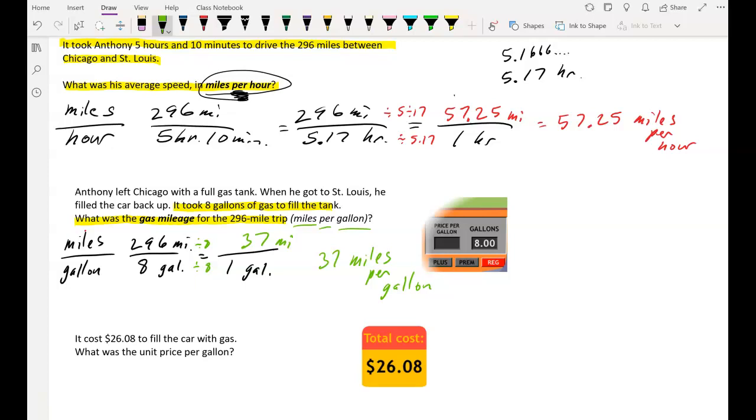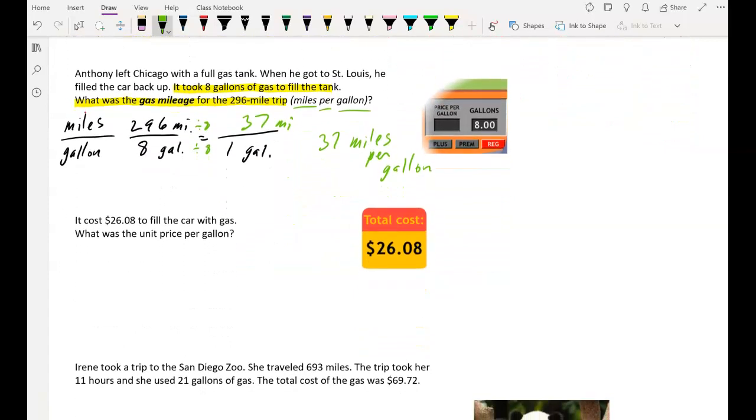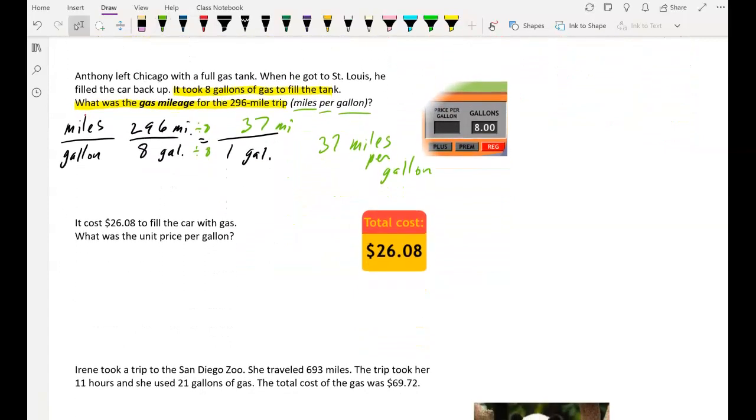MPG. Okay, well, our last one here for this trip, it says that it cost $26.08 to fill the car with gas. What was the unit price for the gasoline? So we're looking for the unit price per gallon, or the cost per gallon. Now remember, cost here in the United States is dollars. So how many dollars over how many gallons?